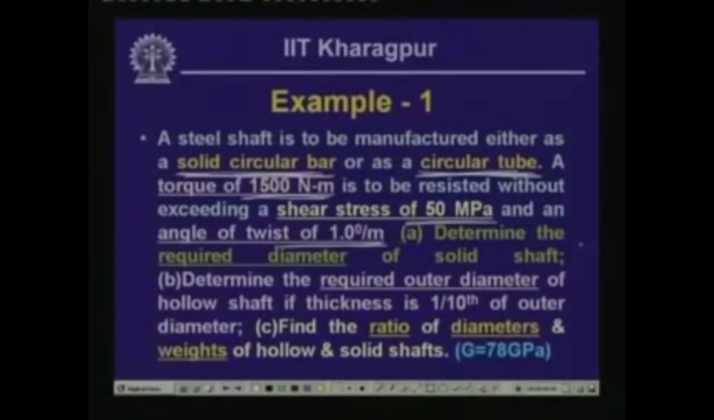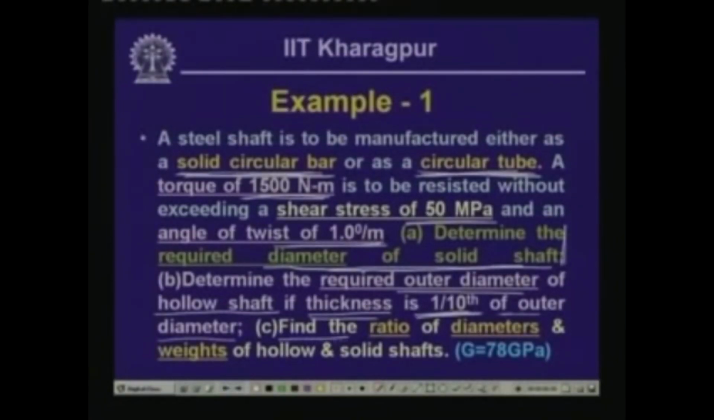So, what you need to determine is the diameter of the solid shaft. In the first case, this is part A. Part B is that you will have to determine the outer diameter of the hollow shaft if the thickness is 1/10 of the outer diameter. So, the inner diameter is given in the process. If the outer diameter is D, the thickness is 1/10 of the outer diameter. Hence, if we deduct twice the thickness, we will get the inner diameter. Outer diameter minus twice the thickness of the hollow tube will give you the inner diameter.